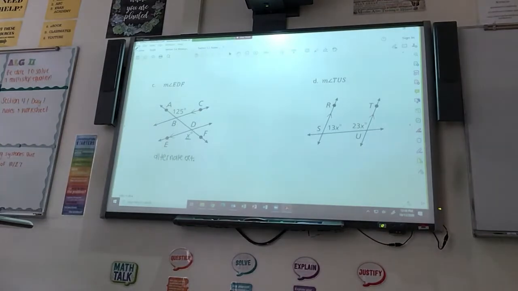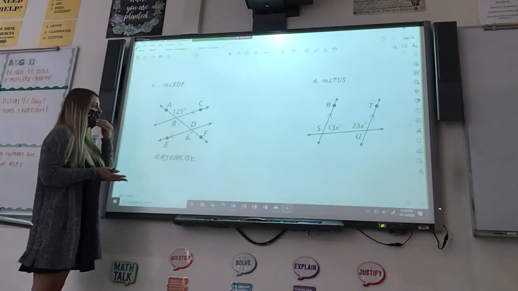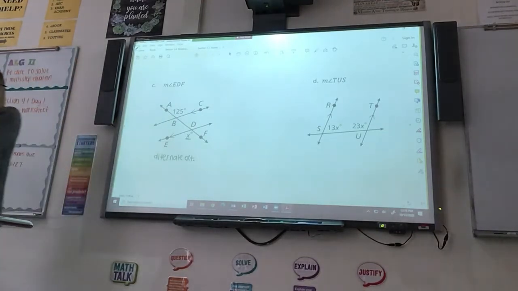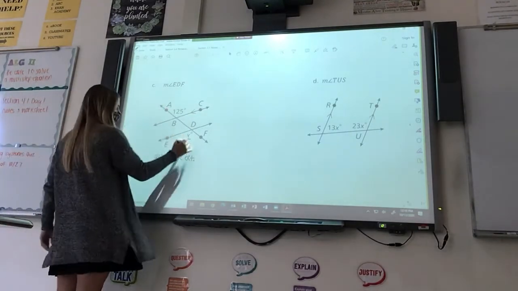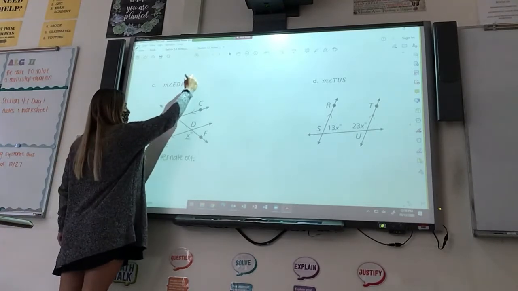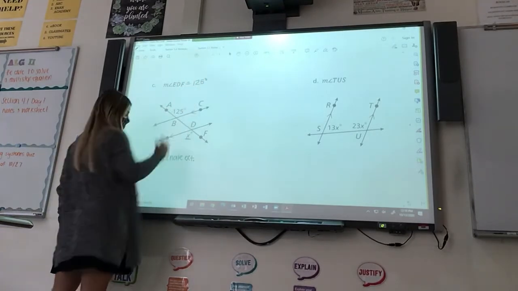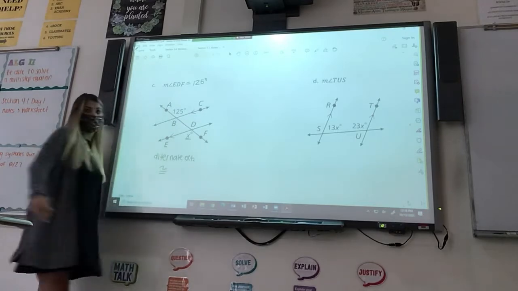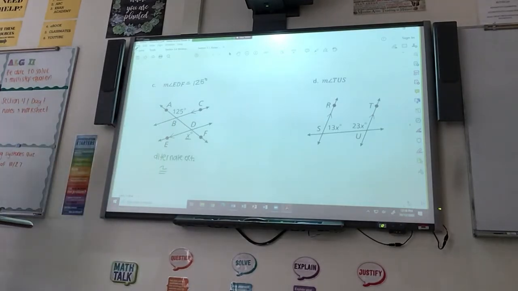She used her notes. Why aren't you guys using your notes? You have them right in front of you. They're very easy to access. It'll help you remember this stuff. So these are alternate exterior angles. Are alternate exterior angles congruent or supplementary? Congruent. So if this is 125, what's the measure of angle EDF? 125. Congruent or equal, they are the same.